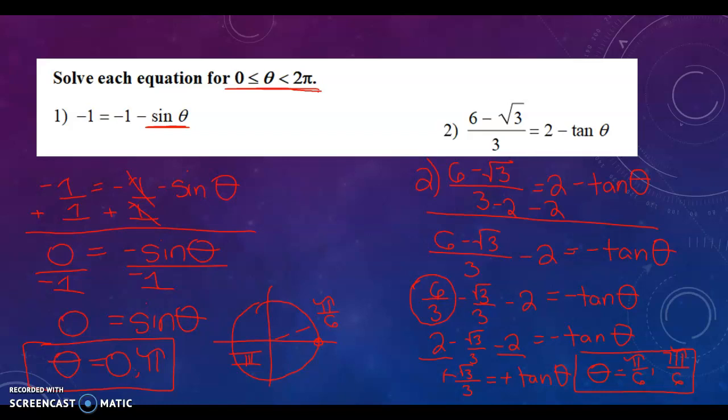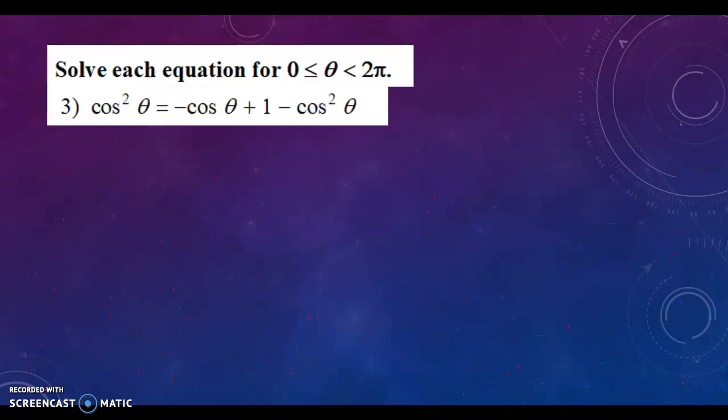So once we isolate our trig value, whether it's tangent theta, sine theta, cosine theta, any of those, then we just have to use our definition in order to identify the correct thetas, our definition for our trig functions, sine, cosine, tangent, all of those. So this next one's going to be a little bit more tricky because you'll notice we have a cosine squared theta as well as a cosine theta.